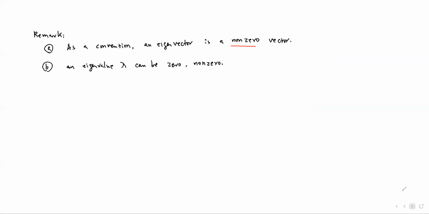So I make remarks about the definition. First, eigenvector, we assume a non-zero vector. But eigenvalue can be zero, can be non-zero. Okay, keep this in mind. Now next, let me show you examples. Take a look at some examples about eigenvalues and eigenvectors. Say example one.